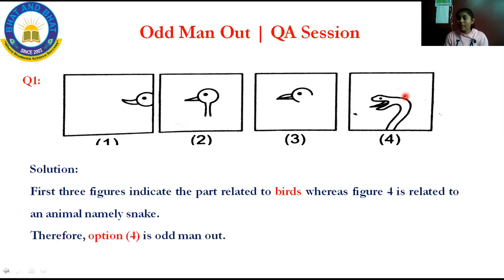This is how you have to analyze the question, then start reasoning, then tick the answer. I'll repeat now. Observe the figure. There are four figures.